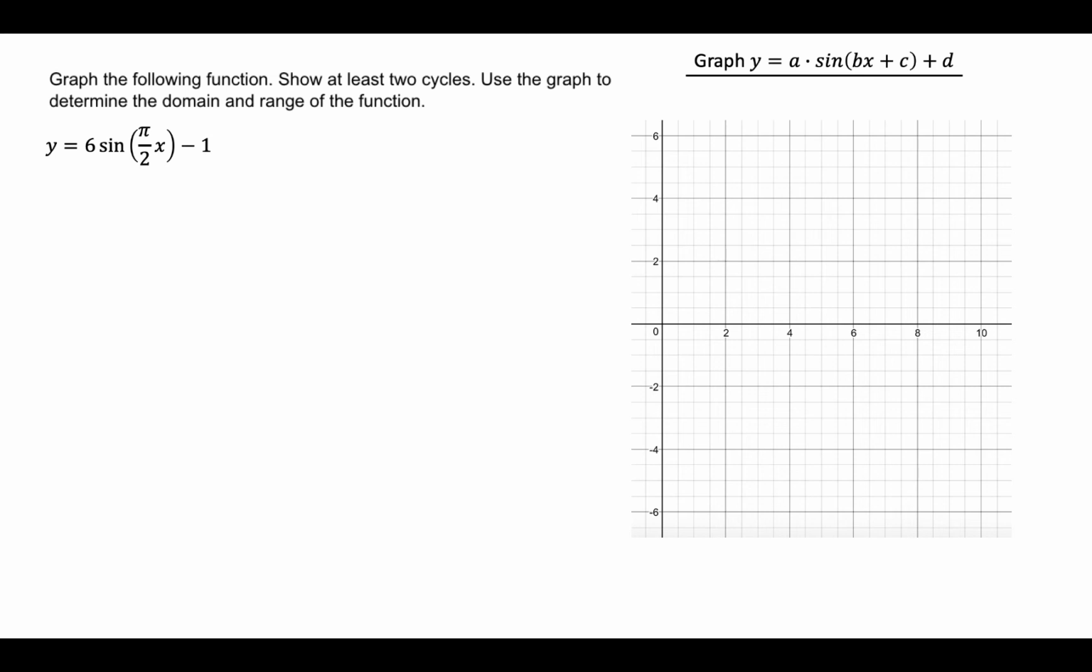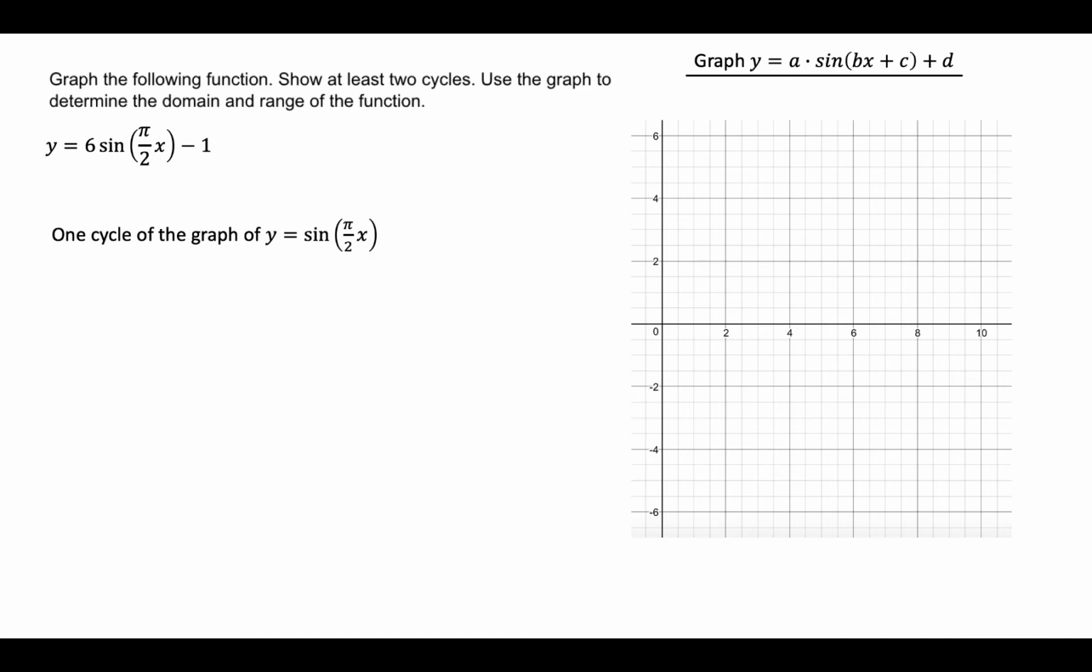Graph the following function. Show at least 2 cycles. Use the graph to determine the domain and range of the function. We are going to graph the function y equals 6 times the sine of pi over 2x minus 1.